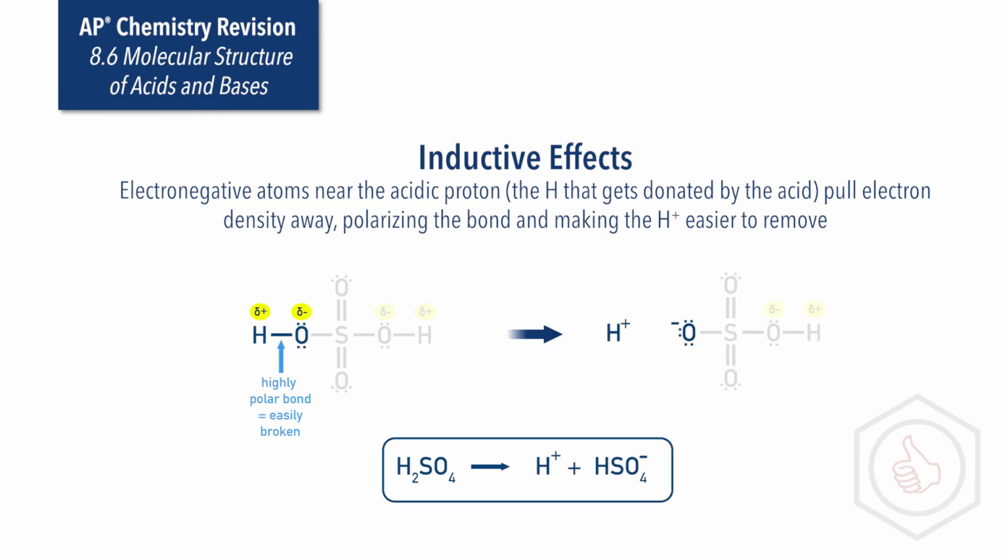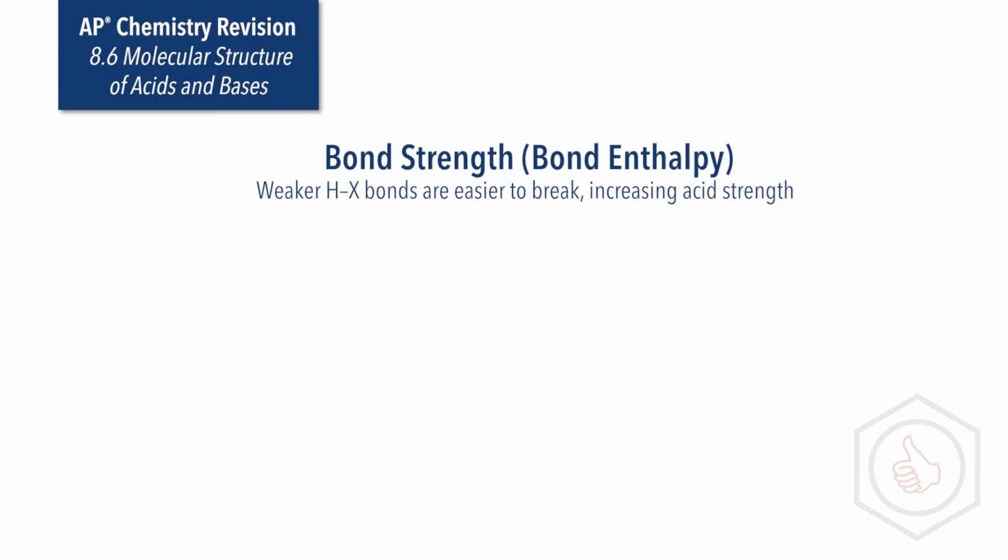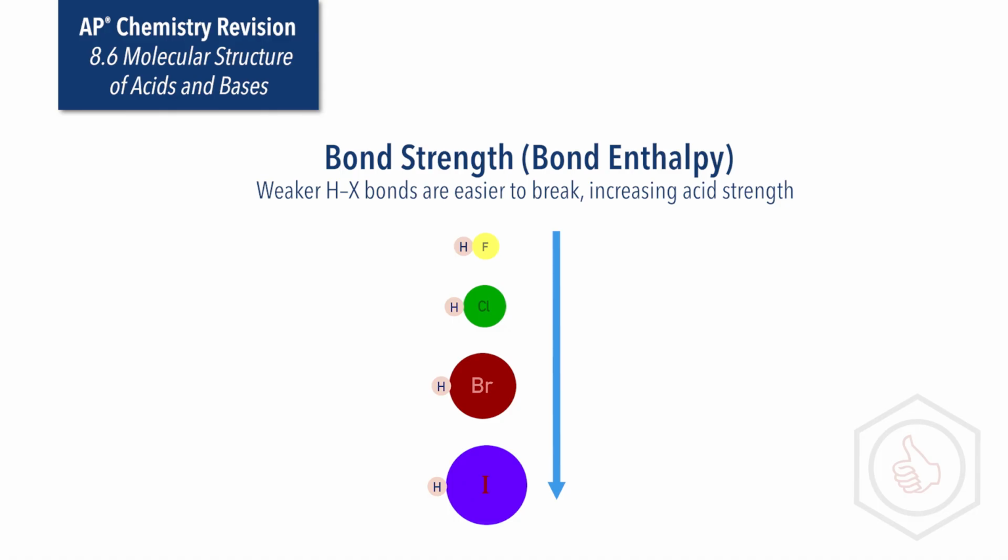Weaker bonds between the hydrogen and the rest of the acid molecule are easier to break, increasing acid strength, even if the electronegativity of the conjugate base is weaker. For example, as you go down group 7 for the hydrogen halides, hydrogen iodide is the strongest acid because the HI bond is the weakest, the bond is easy to break, and the conjugate base ion is stable, meaning the acid readily reacts and releases an H+ ion.